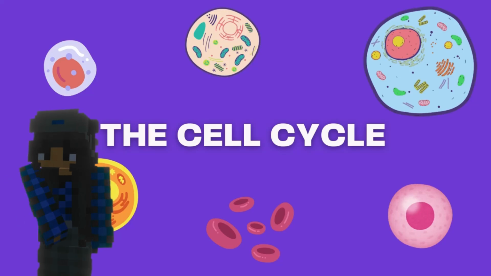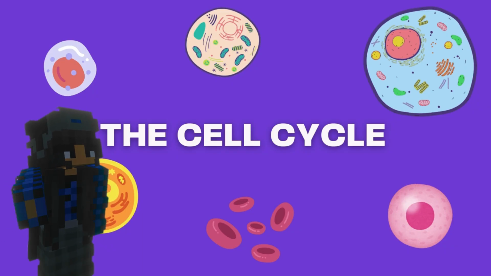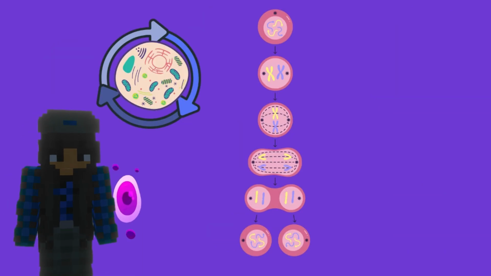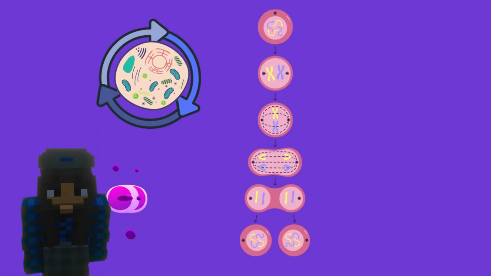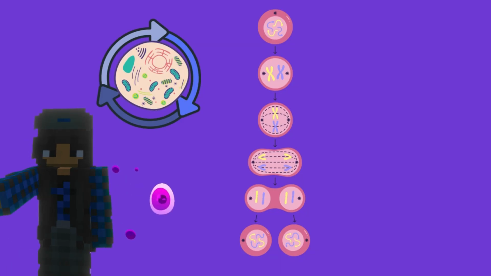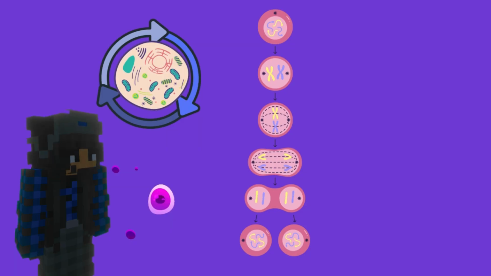Okay, so today we're going to be talking about the cell cycle. So the cell cycle is the series of steps that a cell goes through as it grows and divides into two daughter cells. It's a highly organized process ensuring that each cell can divide properly and carry out its functions. So let's break it down.